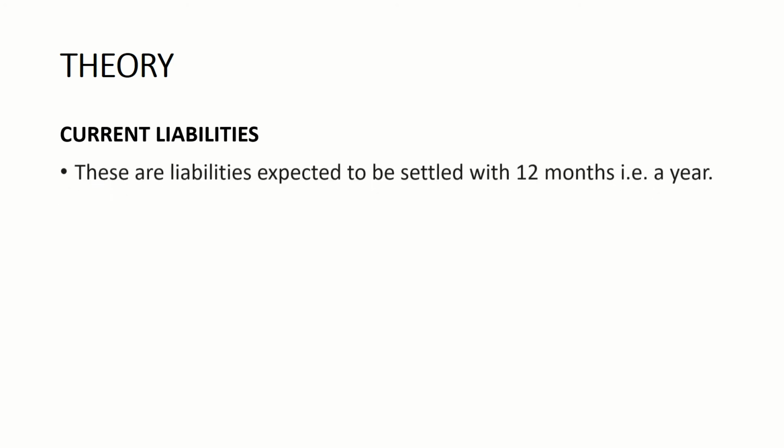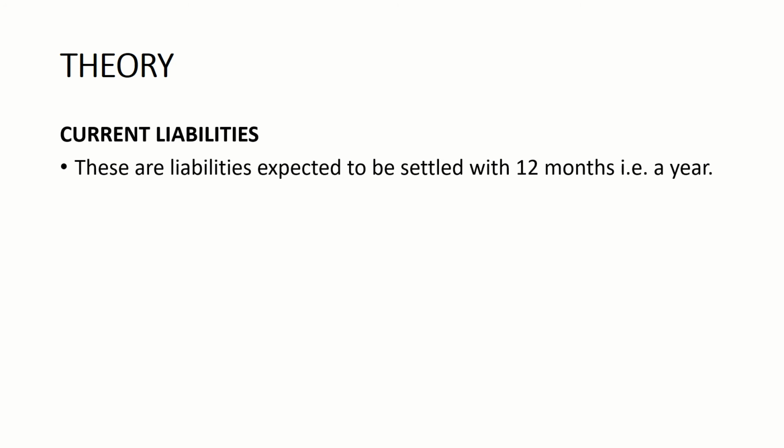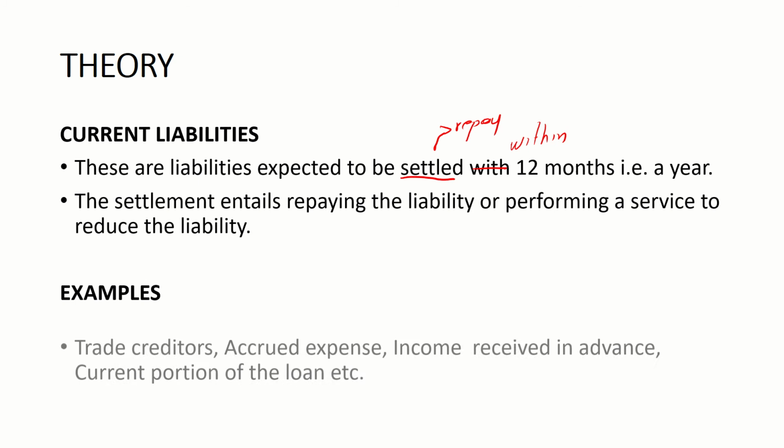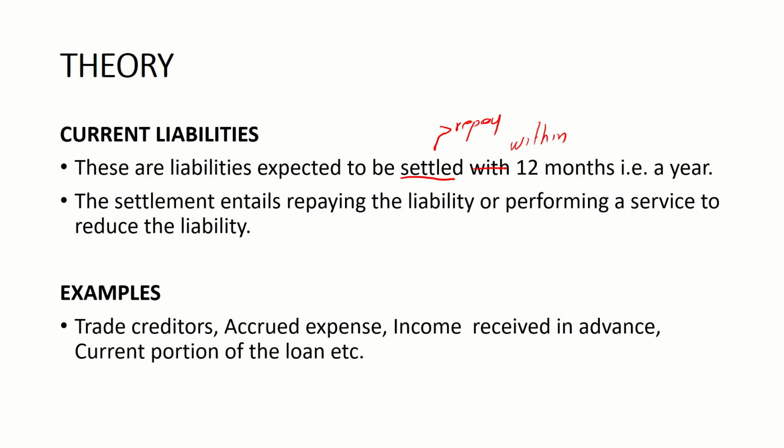Liabilities are also divided into two kinds. We've got current liabilities, similarly to current assets. However, note the difference. Here we expect to settle. To settle means to repay. We expect to repay this liability within 12 months. Examples will be trade creditors. Trade creditors are simply the people from whom we buy on credit.